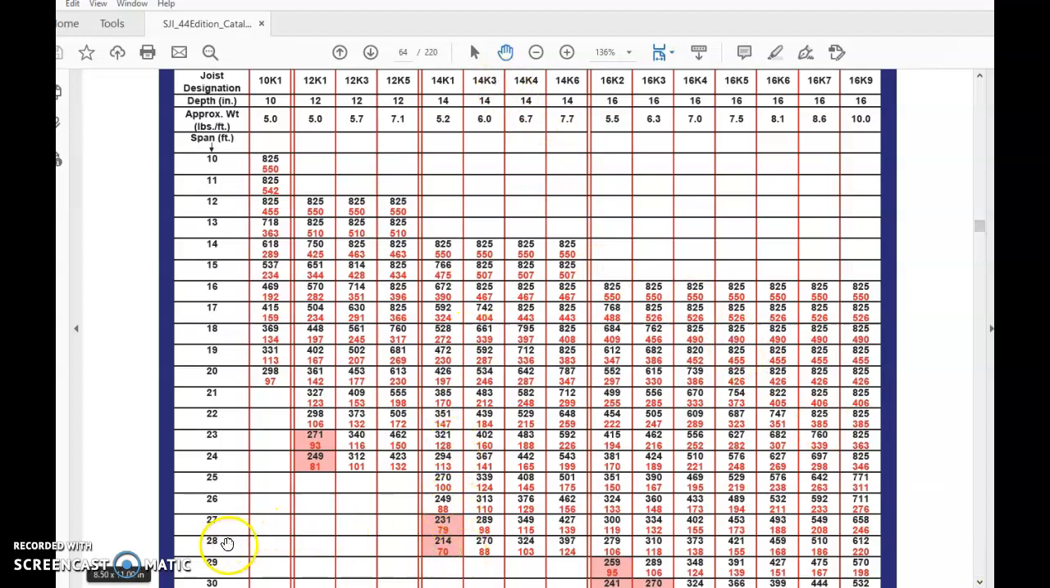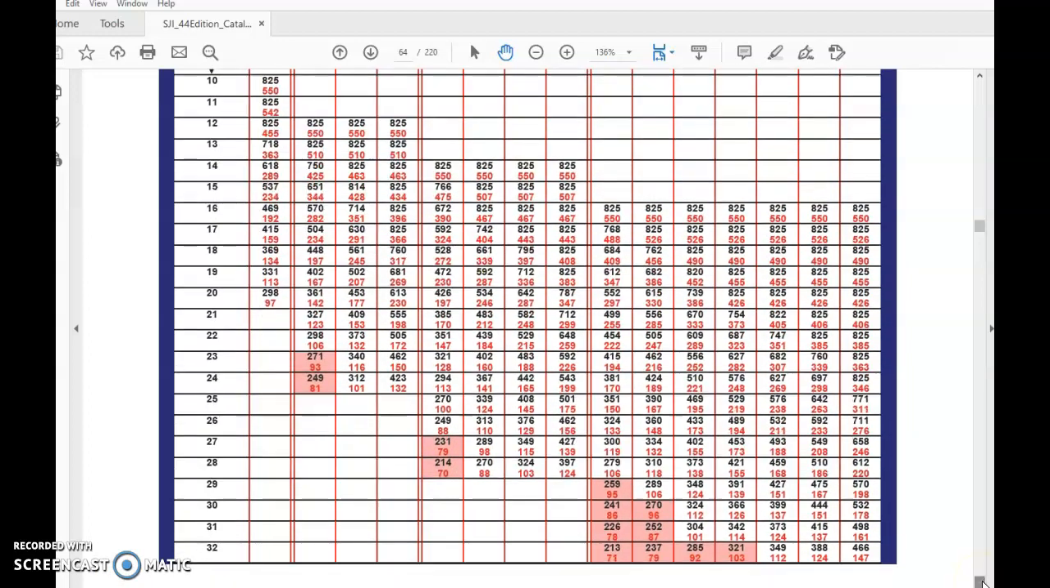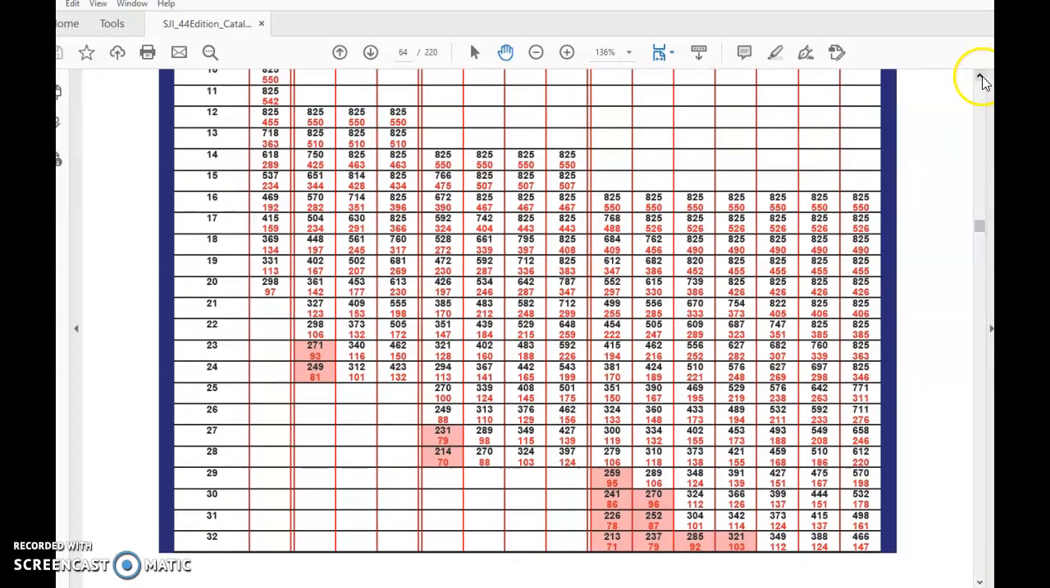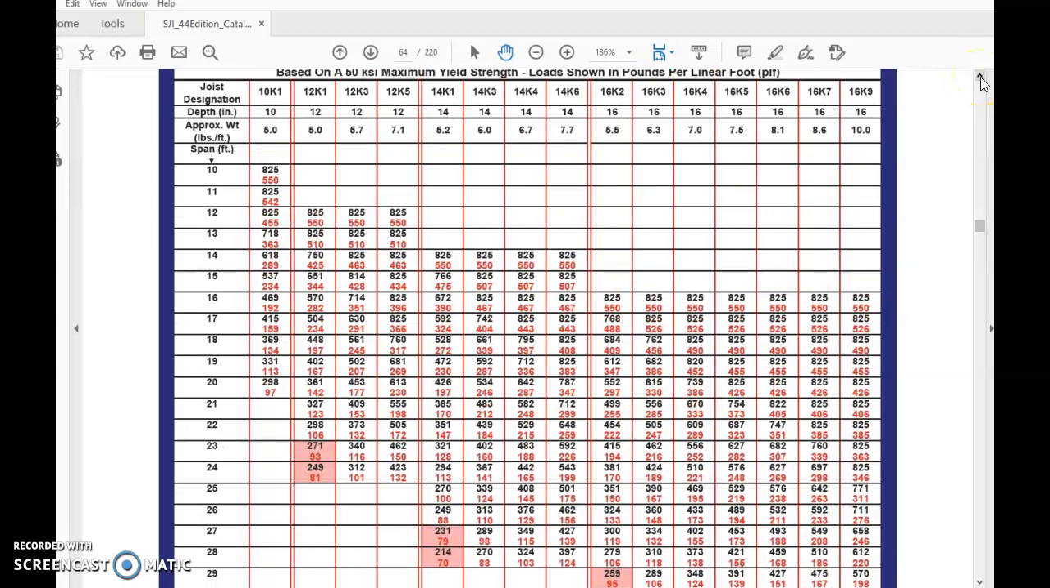So check this out. A 14K is going to span 28 feet. 16K should go what, 32 feet? Yep, sure does. So that's the relationship right there. So just kind of a little rule of thumb. K-series joists are generally used as top chord bearing.